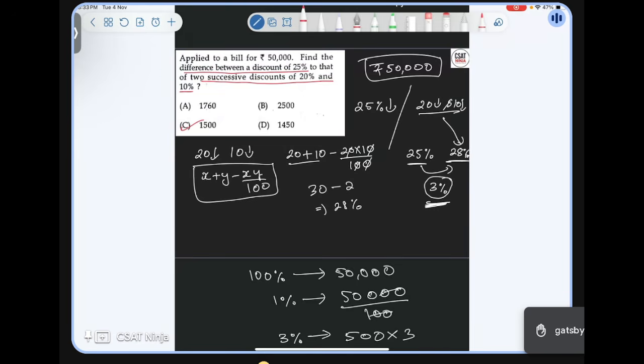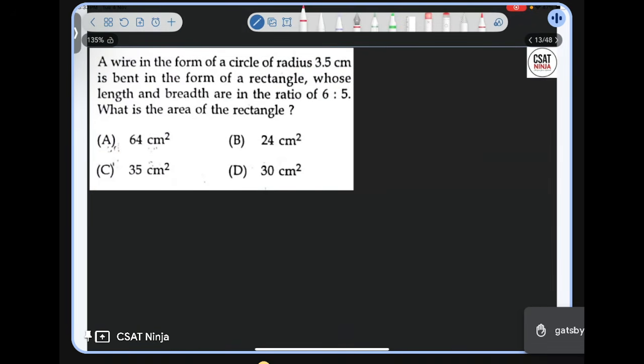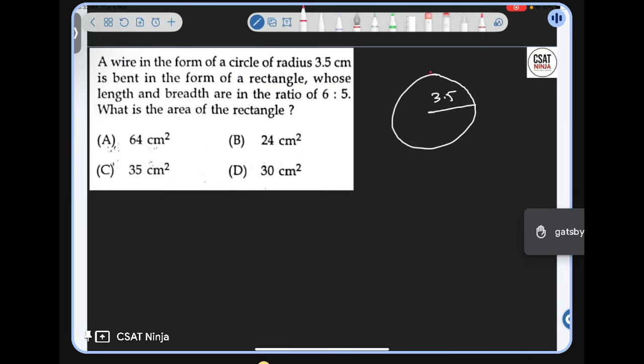The next question is, okay, a question based on mensuration. So let's try to solve this. What is given? A wire in the form of a circle of radius 3.5 centimeters. Radius is given as 3.5. It is bent in the form of a rectangle. Okay, it's bent. That means let me just break a point here.